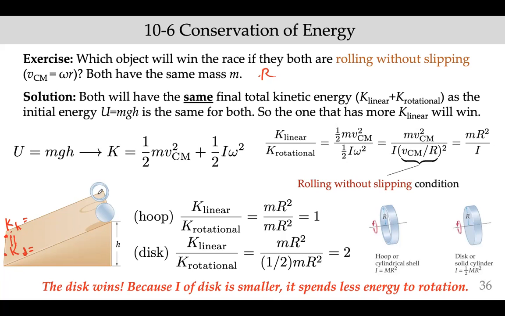Why? Because both are starting with the same potential energy, and because we assume there's no friction or anything, they will convert their potential energy into kinetic energy here. And because they start with the same potential energy, they will end up with the same total kinetic energy. So this will have K total, which will be equal to the other one's K total. So these are equal.